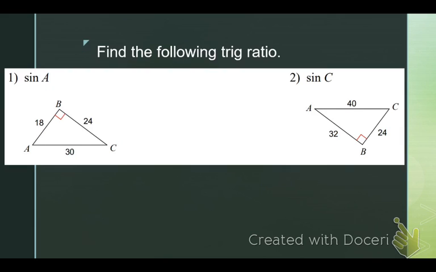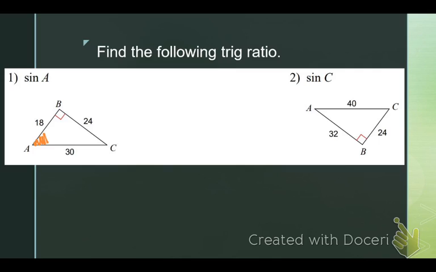We're going to move on to these. They're at the bottom of the page. You can see it on your paper. I know it's cut off on my screen, but this is sine. I think this is angle A. All right, so find the following trig ratio. In number 1, we're finding sine from angle A.